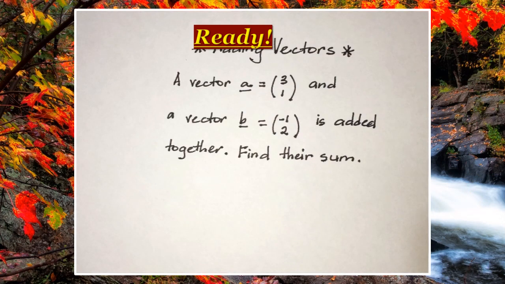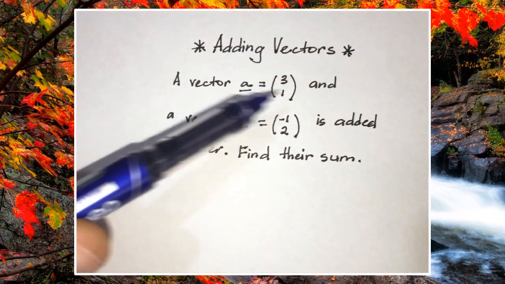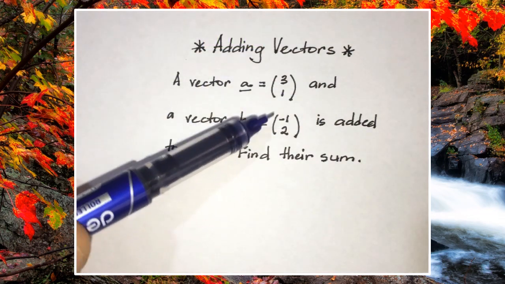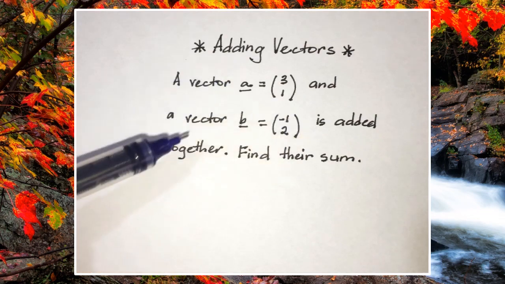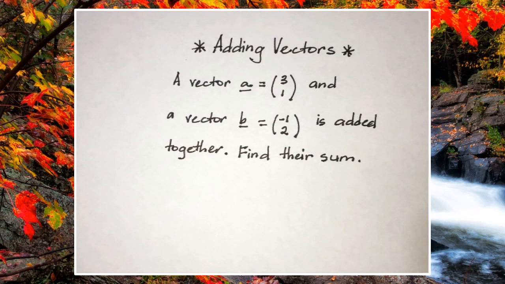We're on to adding vectors. And here it says a vector A equals 3, 1 and a vector B equals negative 1, 2 is added together. Find their sum. So I'm going to be using a pictorial representation to demonstrate.